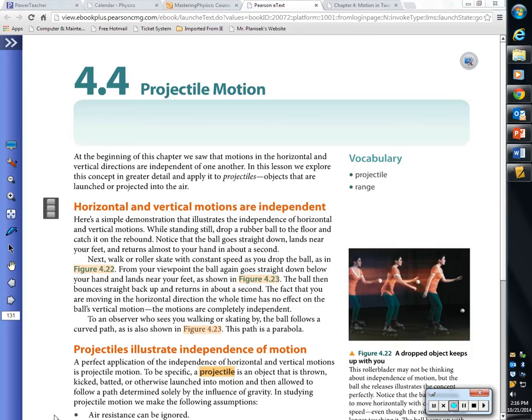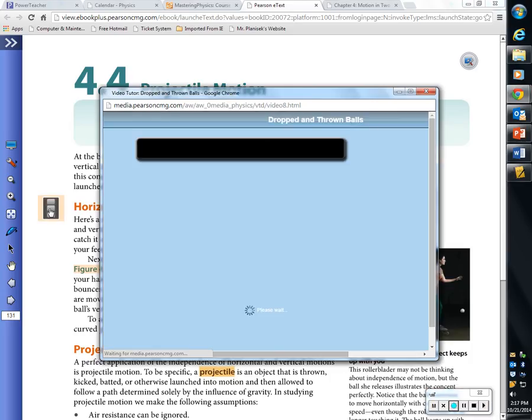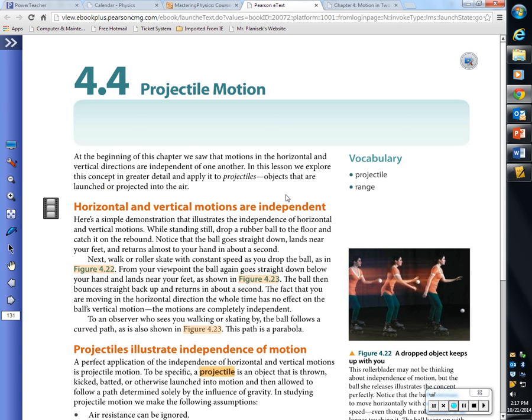Okay? And we did this video, not that I'll play it again for you, but the video of the guy standing on the ladder. And he dropped the bocce ball and he threw the bocce ball. The time it took for the objects to reach the ground didn't change, even though one was moving both horizontally and vertically, as opposed to just moving vertically.